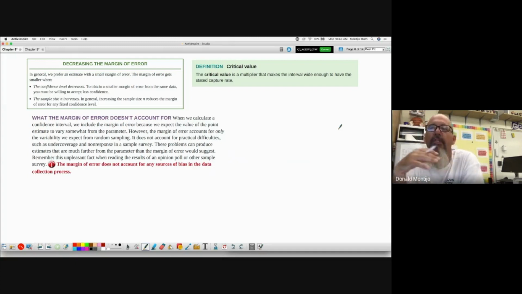Well, yeah, the more data I gather, the closer my sample mean or sample proportion will be to my population proportion or my population mean. So the two ways to decrease margin of error, okay, are to be less confident or get more data.